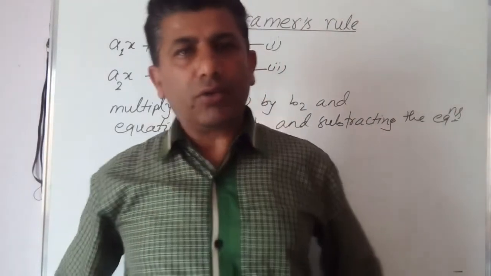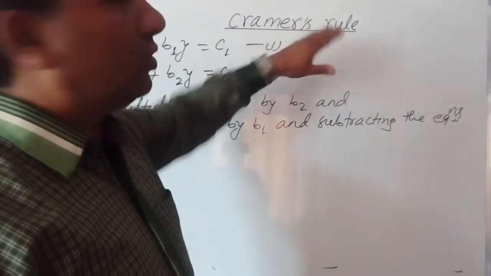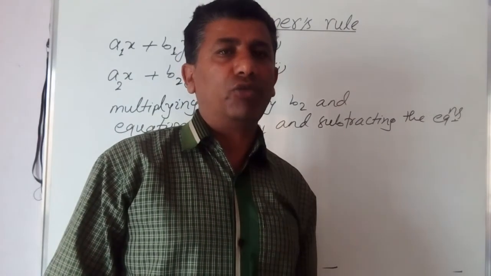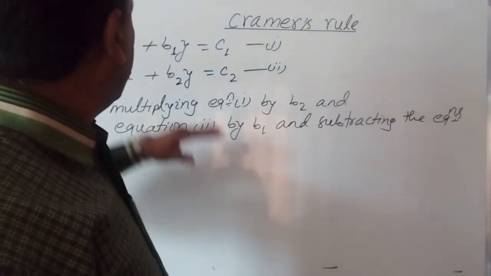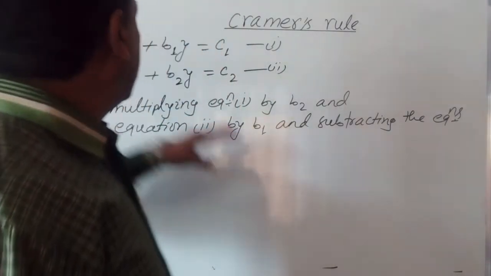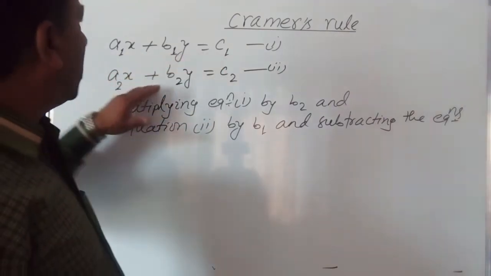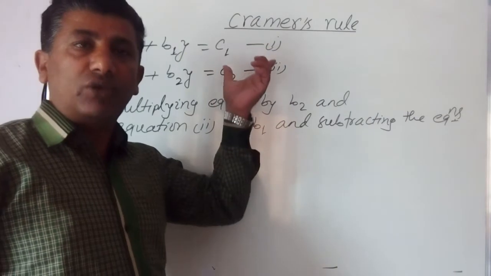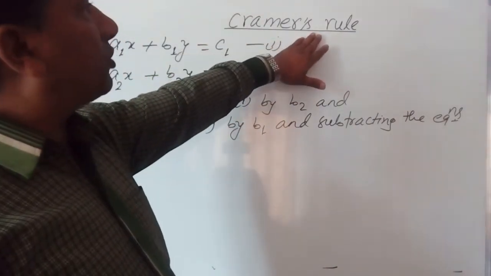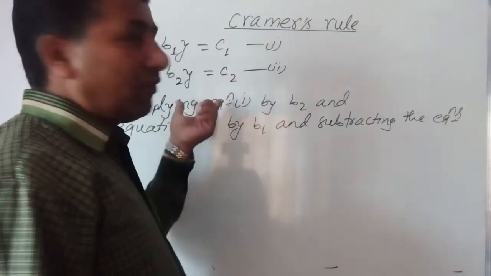Namaste to you all. Today I am going to explain Cramer's rule, which is used to solve linear equations having two variables. Here I have taken two linear equations, that is a1x plus b1y equals c1 and a2x plus b2y equals c2. These are the two types of equations. Now I am going to explain how to solve this type of linear equation by Cramer's rule.